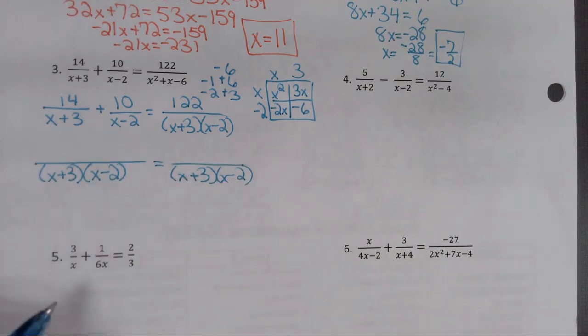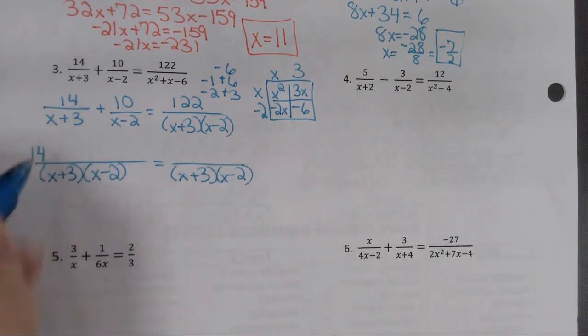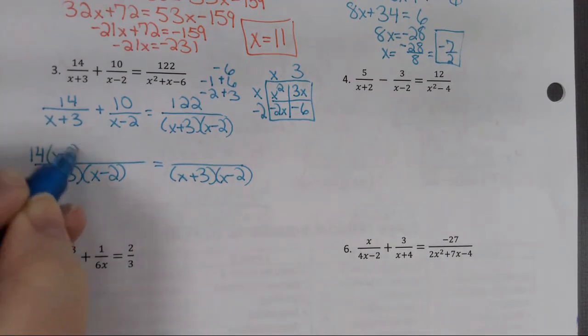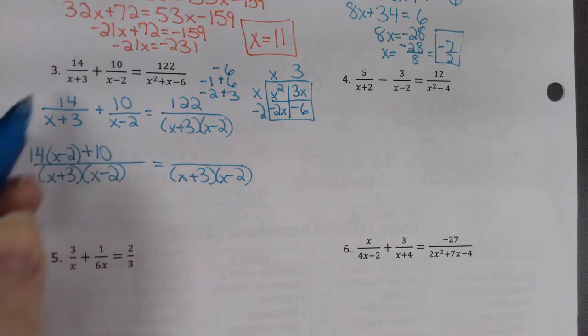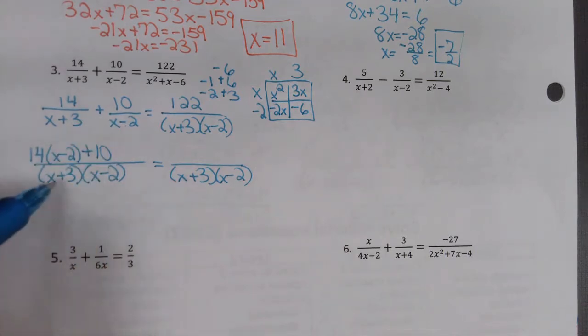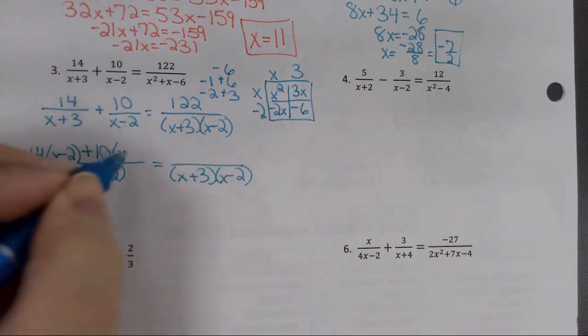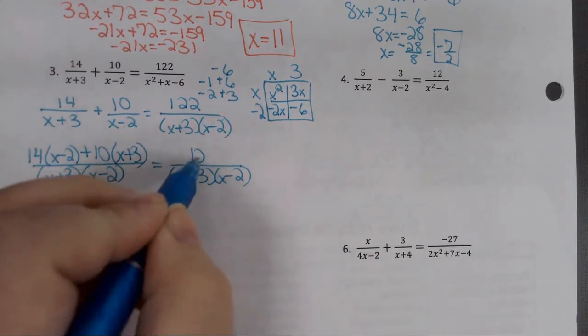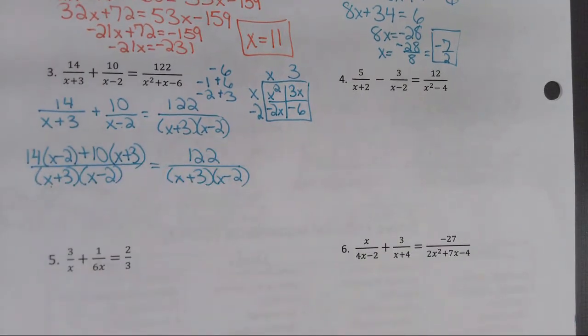Let's look at numerators. 14 was my numerator, and the denominator had the x plus 3, but it did not have the x minus 2. Then 10, it had the x minus 2, but was missing the x plus 3. And then 122, it had the whole package, so it doesn't need to be multiplied by anything. Once your denominators have become the same, we can focus our energies on the numerators only.